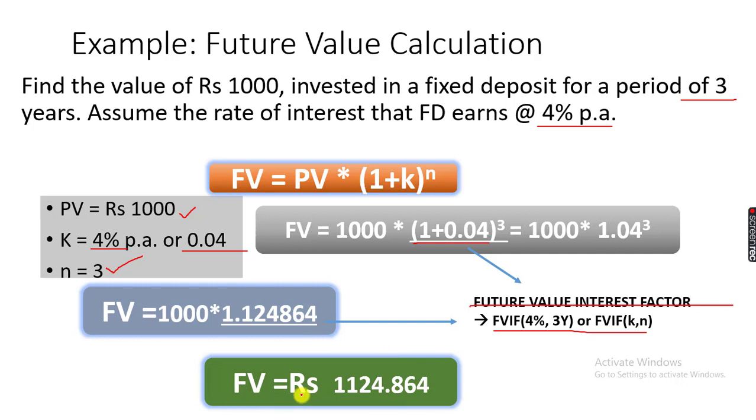The final answer is future value is equal to ₹1124.864. What does it mean? It means that if we are investing ₹1000 today for a period of 3 years, which earns an interest rate of 4%, then the future value of this ₹1000 will be ₹1124.864.